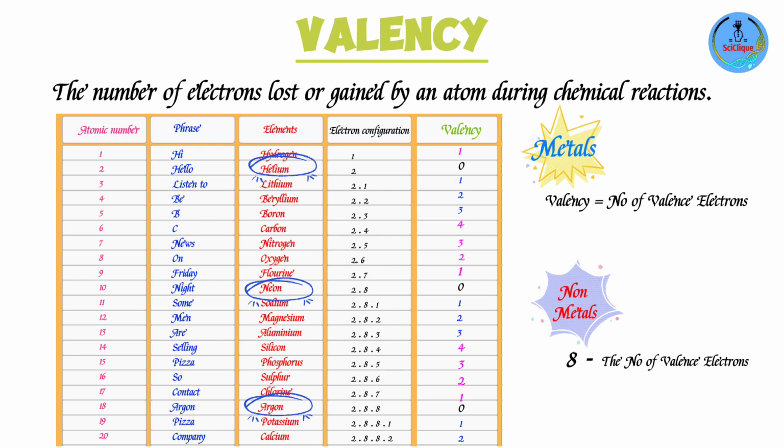Now, I want you to do this. Get a piece of paper and pen, write this down, memorize it, so that next time when you have a question that asks you the valency of a particular element, you have it down.